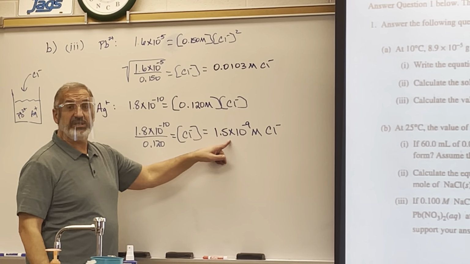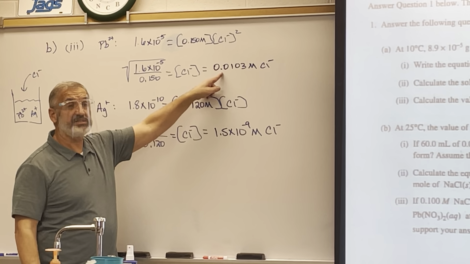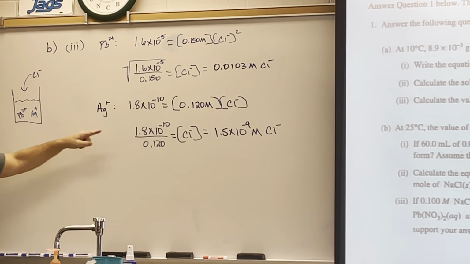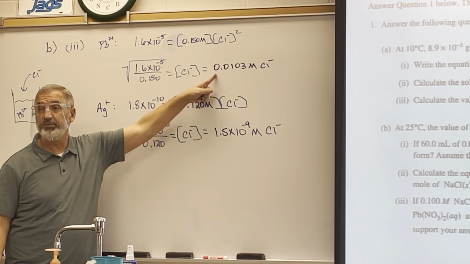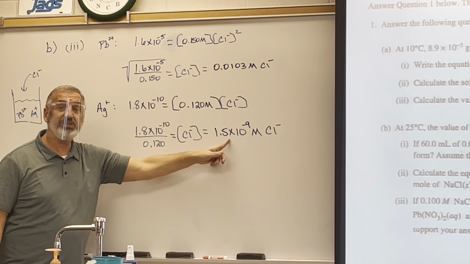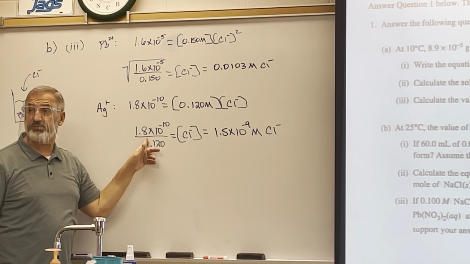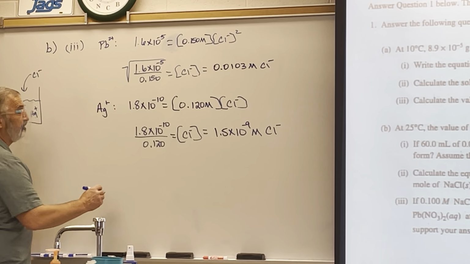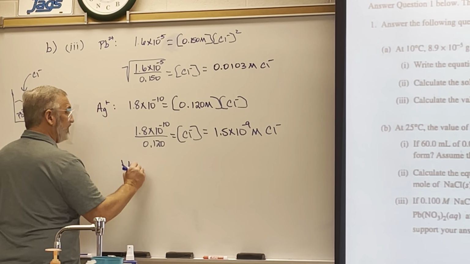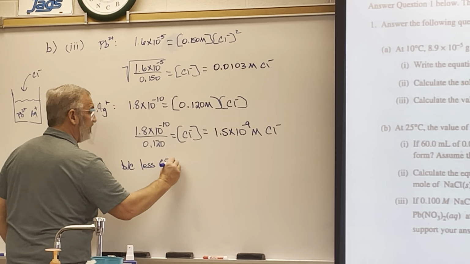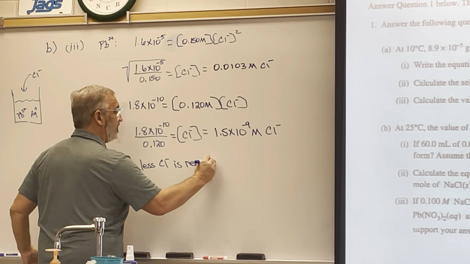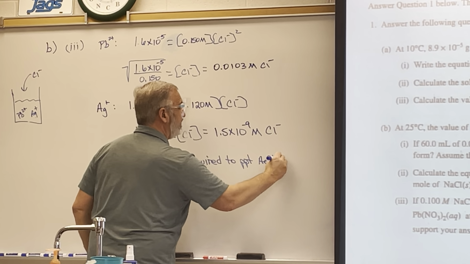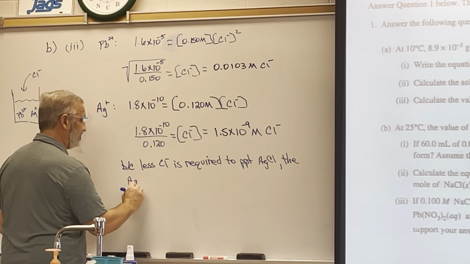Notice, this amount is way, way, way smaller than this amount. So in other words, as I'm putting the chloride into my solution, we're going to reach this concentration way faster than we're going to reach that concentration. And when we reach this concentration is when the silver chloride is going to begin to precipitate out. Lead and chlorine can stay together. So, therefore, because less Cl minus is required to precipitate AgCl, the AgCl will precipitate first.